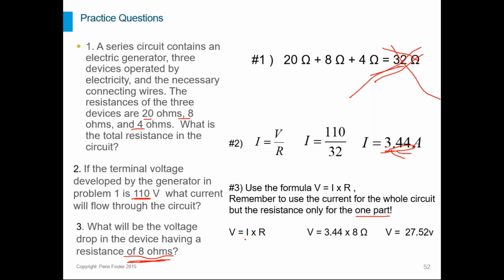So voltage is current, which is 3.44, times the resistance of that device, which is 8. 3.44 times 8 gives us 27.52 volts.